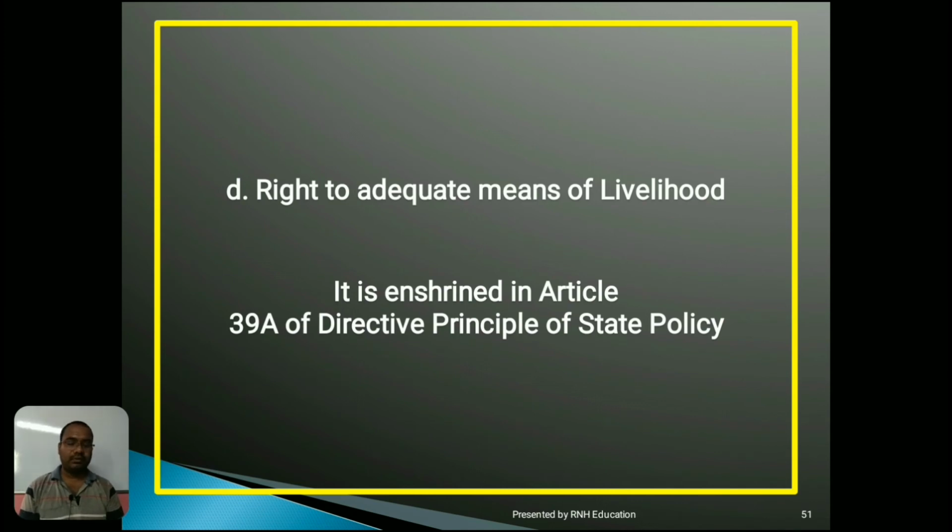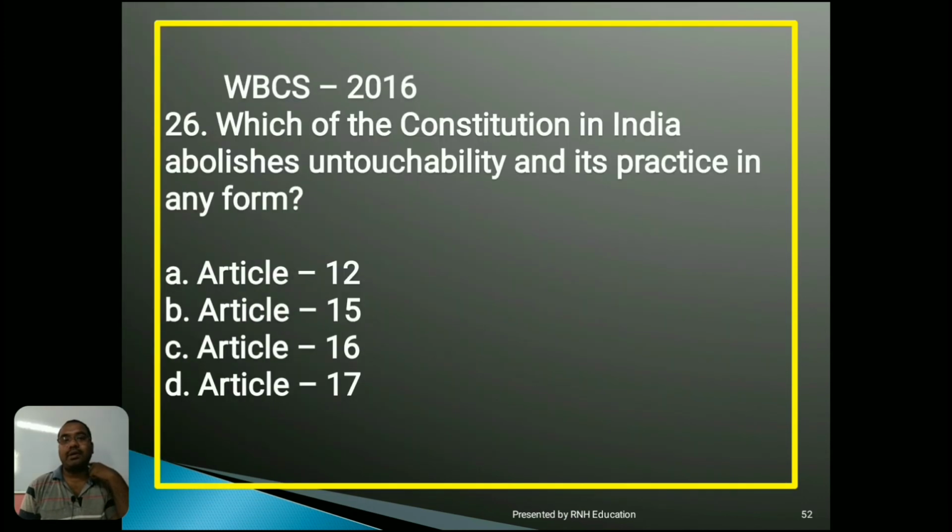Now going to the next question, that is question number 26, and it was from WBCS 2016. Which article of the Constitution of India abolishes untouchability and its practice in any form? Options are A, Article 12, option B, Article 15, option C, Article 16, and option D, Article 17.